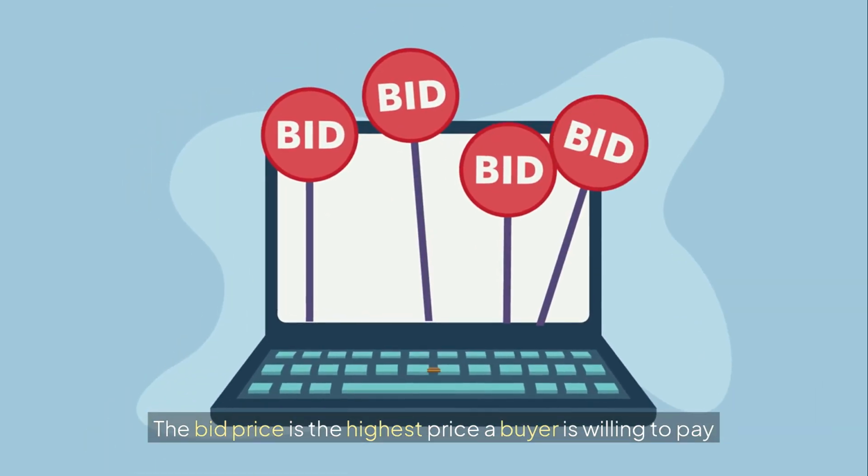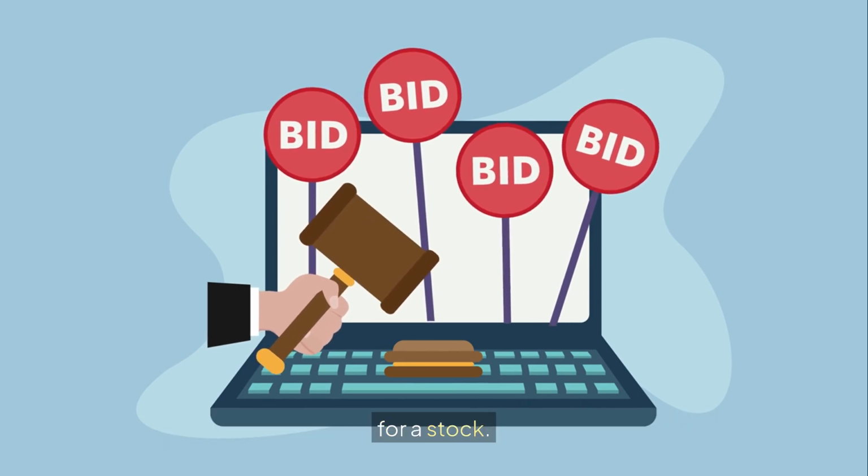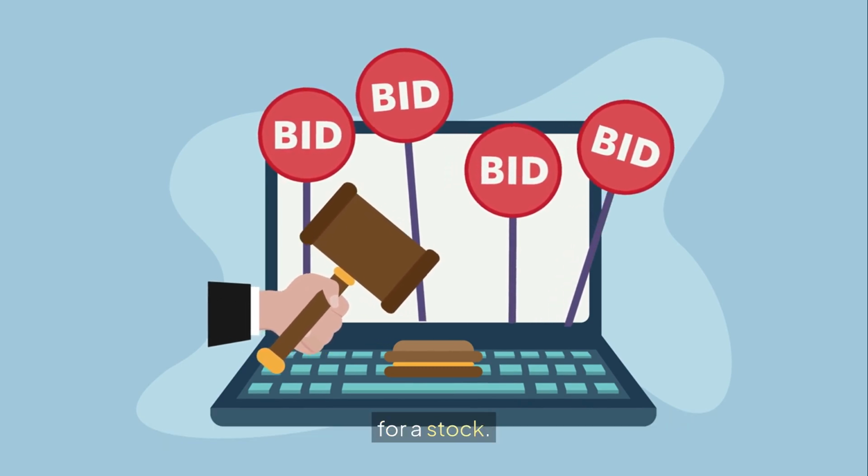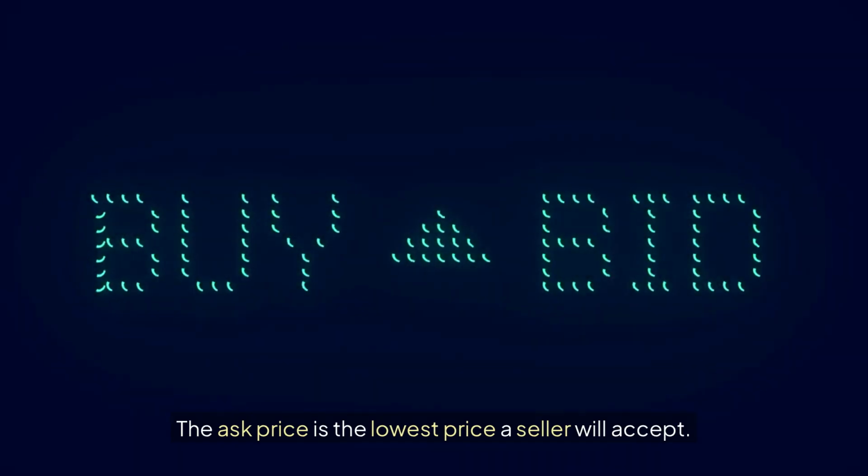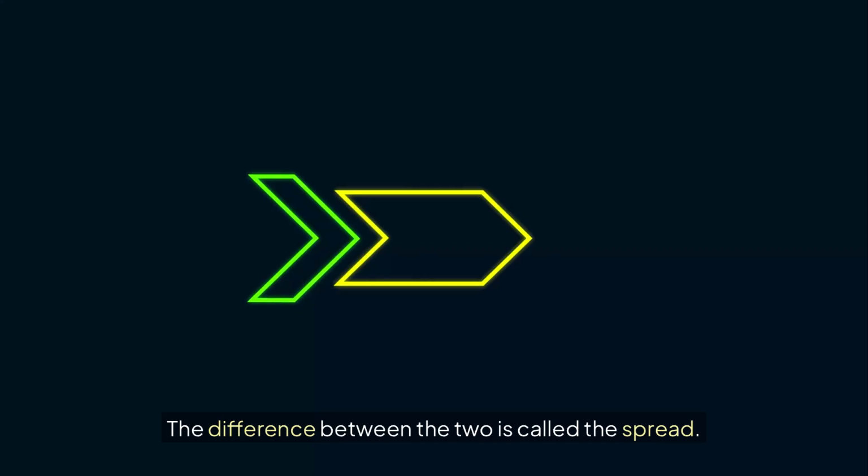The bid price is the highest price a buyer is willing to pay for a stock. The ask price is the lowest price a seller will accept. The difference between the two is called the spread.